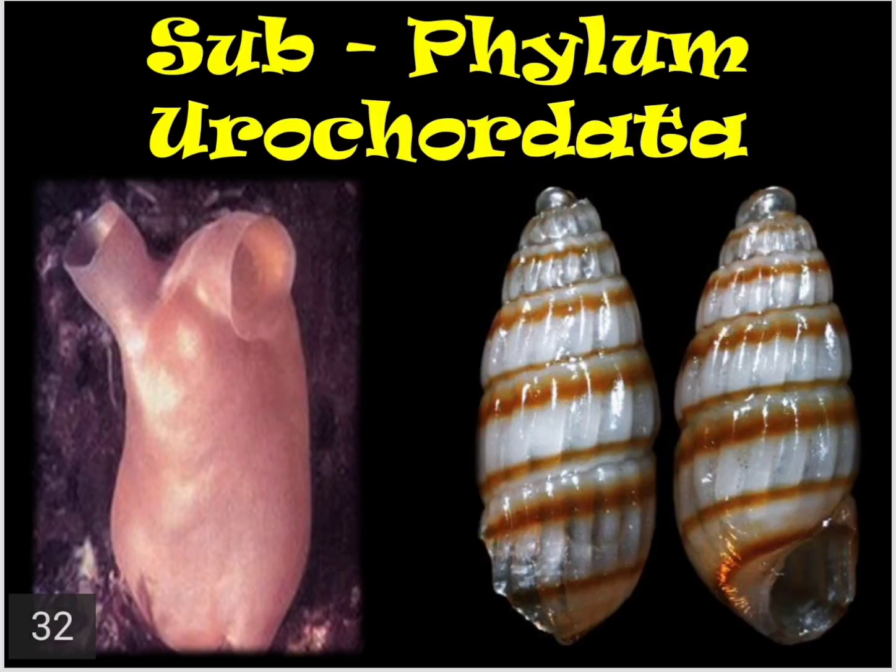Now let us have a look at subphylum Urochordata. In the two pictures, the first one, that pink weird looking animal, is called Herdmania, and the second picture is of these shell-like animals. You must have collected these shells on the beaches. It is found along the western coast of India. These animals are called Doliolum. So the first picture is of a Herdmania and the second one is of a Doliolum.